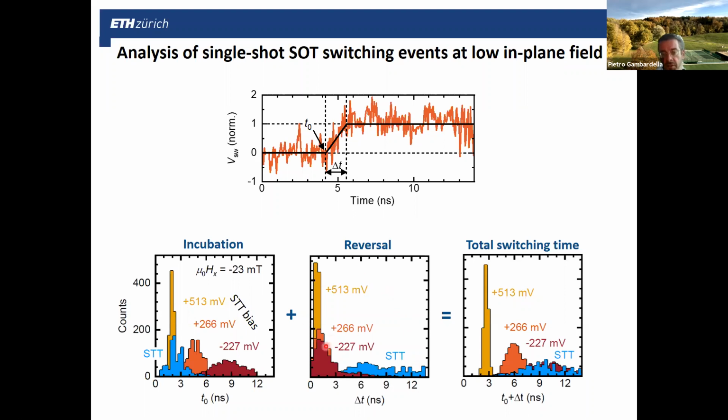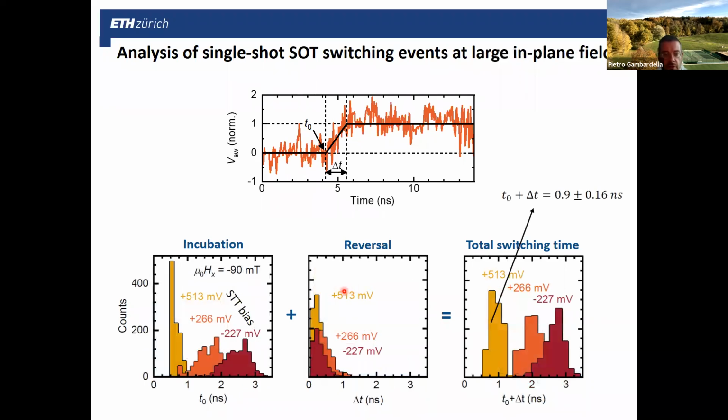And this is the ramp time, which is much shorter for SOT switching than for STT switching. And then the sum of the two gives us the total switching time. And this can be reduced also to below a nanosecond just by applying a larger in-plane field to assist the switching, or also by increasing the bias.